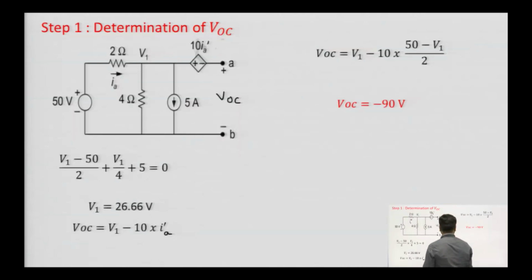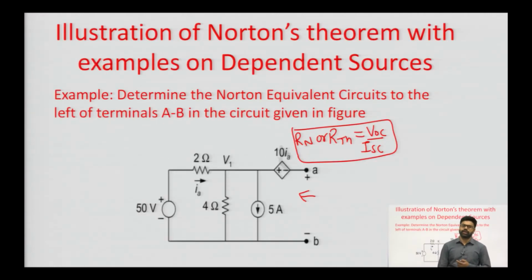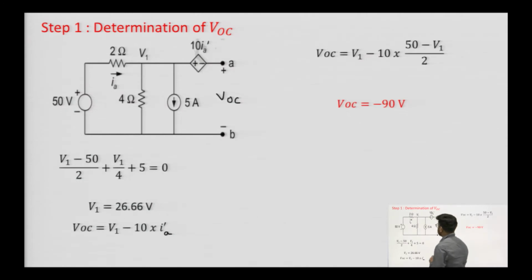Now, first of all we will find the open circuit voltage, then we will find the short circuit current. After dividing open circuit voltage by short circuit current, we will get the value of RTH. As written here, the method to find RTH or RN in case of dependent source is VOC divided by ISC. Now, we will find VOC.